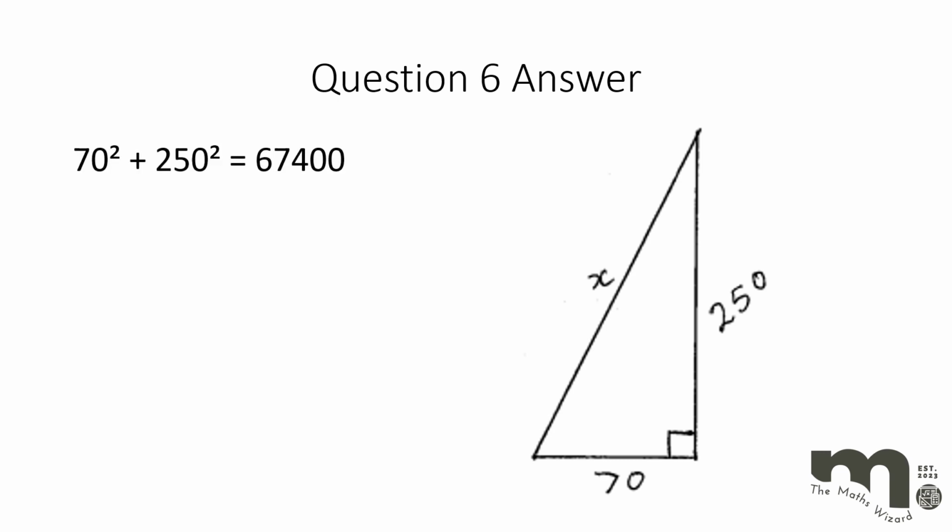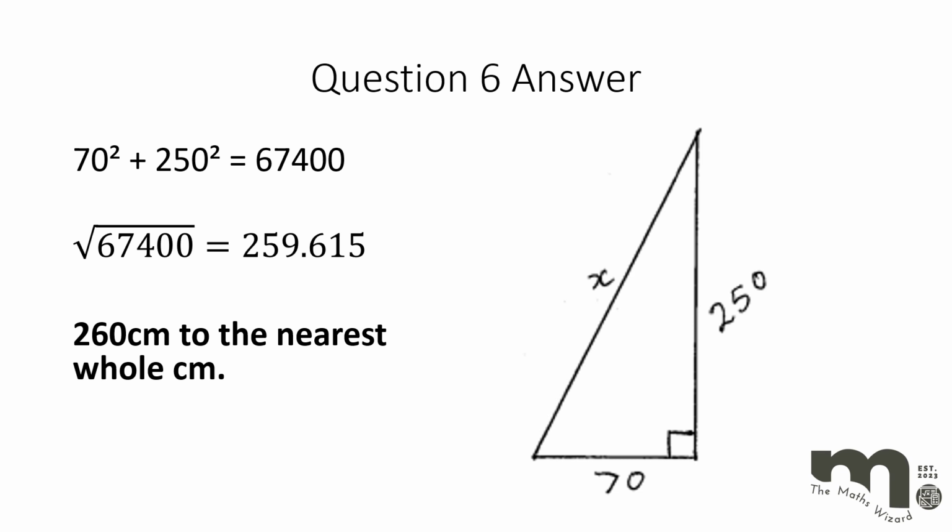So 70 squared add 250 squared gives you 67,400. If we square root that, we get 259.615. So to the nearest whole centimetre, that is going to be 260 centimetres. So your ladder is 260 centimetres long.